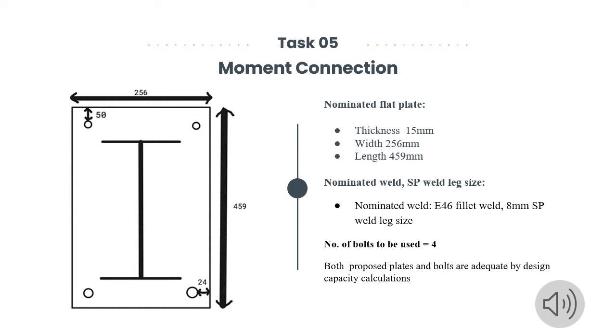Moving on to moment connections. A moment resisting connection will be put between the primary beams and the columns through an end plate bolted to the column's flange. In this connection, 4 bolts of the same size and grade, grade 8.8 M16, are to be used, whereas the nominated weld size would be the E46 fillet weld with an 8mm SP weld leg size. The nominated flat plate would have the dimensions of 15mm thick, 256mm in width, and 459mm in length.